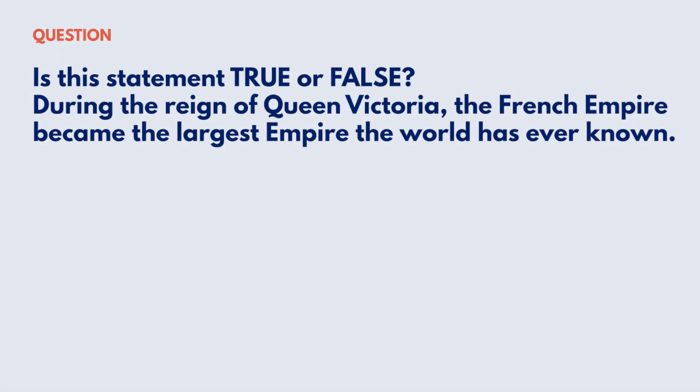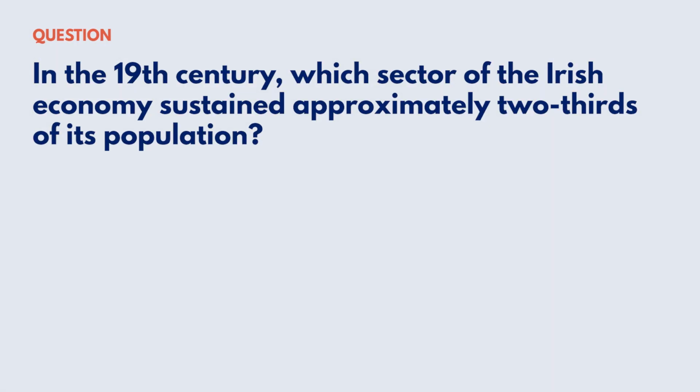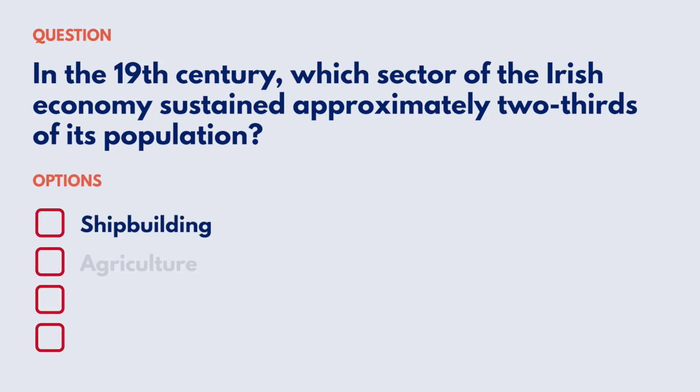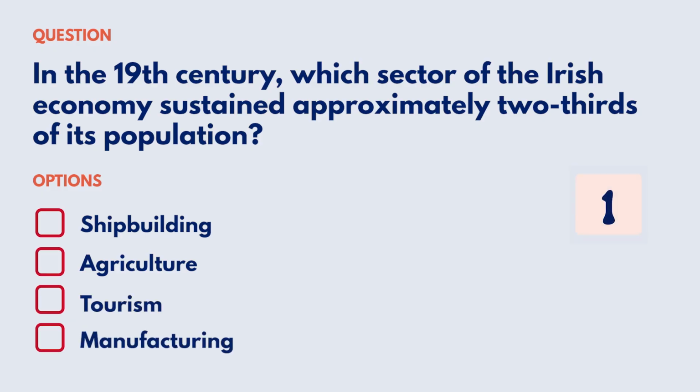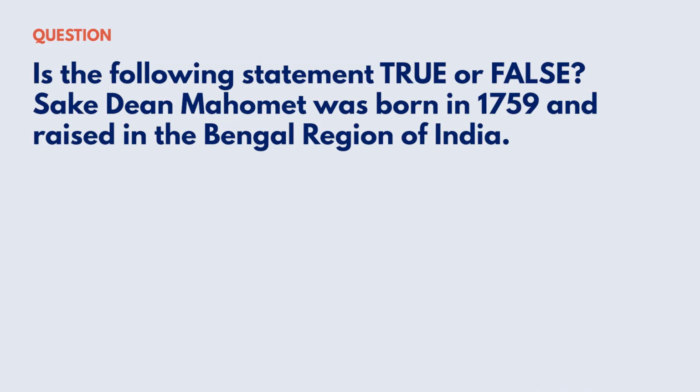Is this statement true or false? During the reign of Queen Victoria, the French Empire became the largest empire the world has ever known. True. False. Correct answer, false. In the 19th century, which sector of the Irish economy sustained approximately 2/3 of its population? Shipbuilding, agriculture, tourism, manufacturing. Correct answer, agriculture.